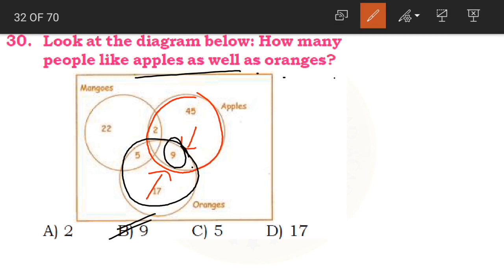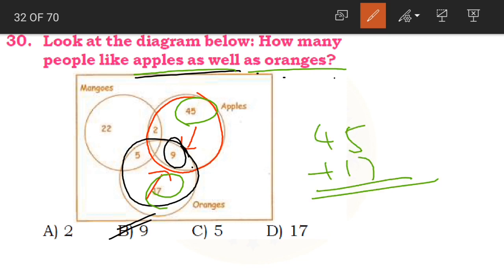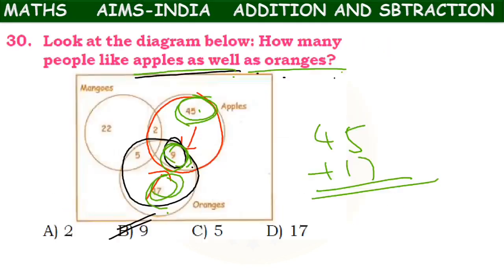If it was apples or oranges, people who like apples or oranges, we would have added 45 plus 17. Okay, this is the main difference. When they say and, you should take the number which is common in both the circles. If they say or, add the numbers in both the circles, 45 and 17. So here what is the correct answer? Option B, 9.